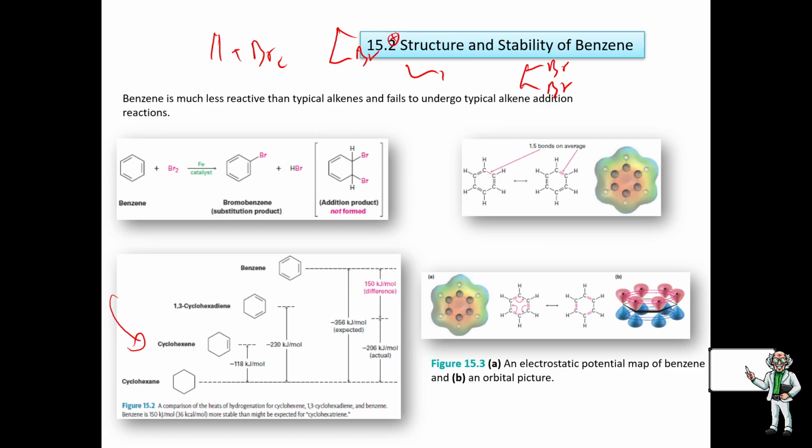If for 1 we get 118, for 2 we will get more or less the double. It's not exactly the double because it's not twice the same molecule, but it has to be quite similar. However, when we hydrogenate the benzene, instead of getting 300 something, what we get is 206. That means we get less energy than when we hydrogenate a cyclohexadiene.